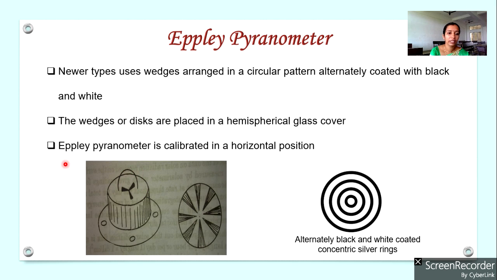And another important point is that the Eppley Pyranometer is calibrated in a horizontal position. So we have to keep that instrument horizontal for the measuring purpose. It is calibrated by keeping it in a horizontal position.